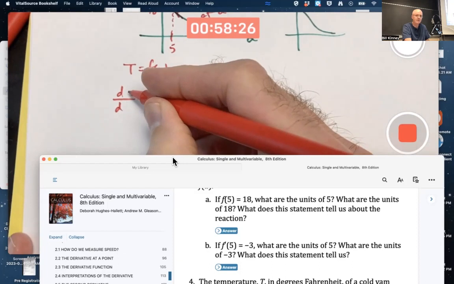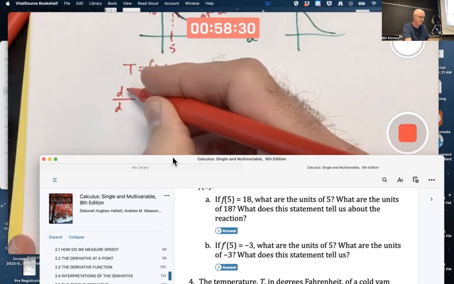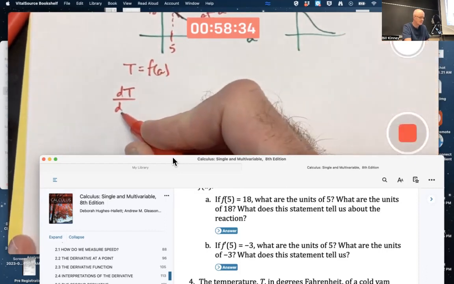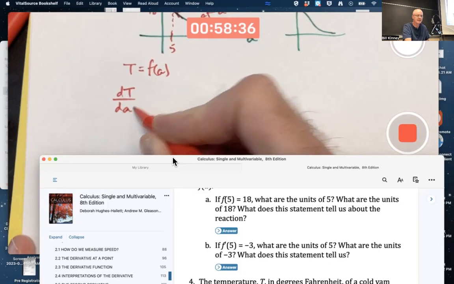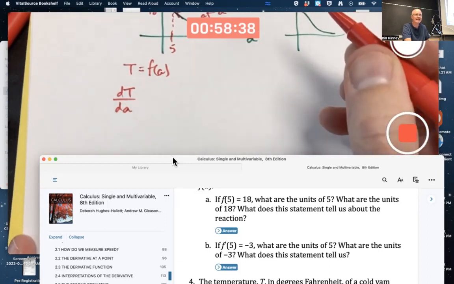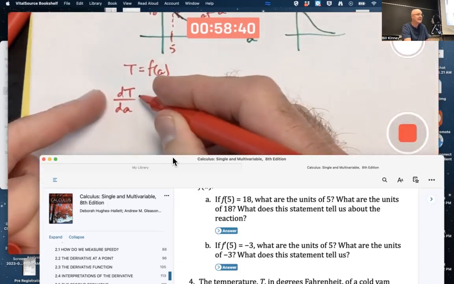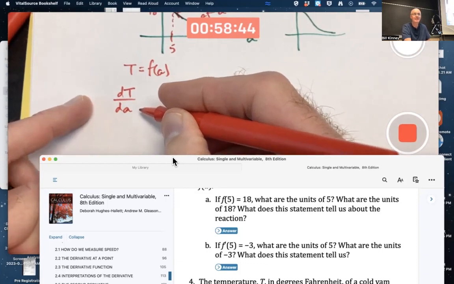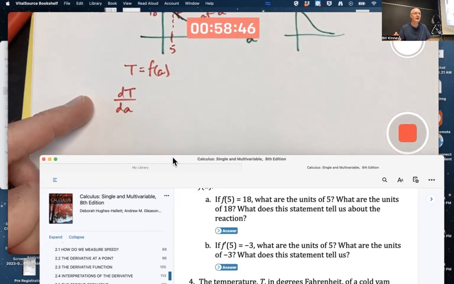What goes in the top next to the D in the top? It's the dependent variable, in this case, capital T. What goes next to the bottom D? It's the independent variable, in this case, lowercase a. dT/dA is how you say this when you see it, if you want to just say it quick.